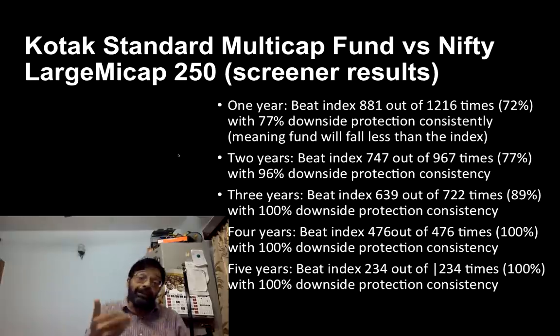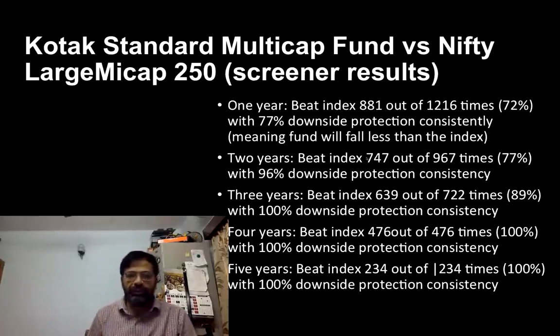Of course, the fund itself uses Nifty 200 as its benchmark, but if it outperforms Nifty Large Midcap 250, we can more or less be sure that it would have also outperformed Nifty 200. So these are the results. Over 1 year, the fund has beaten the index about 72% of the time, and it has a downside protection consistency of 77%. This means that if you look at monthly returns, when the index falls, the fund will typically fall less than the index 77% of the time.